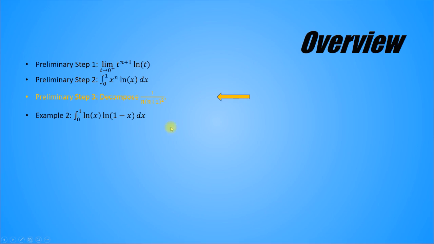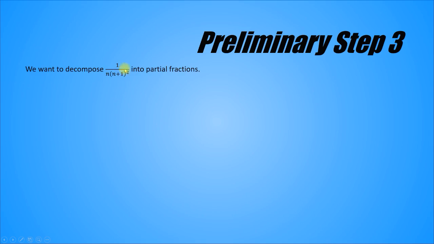In this segment, I'll decompose 1 over n times n plus 1 squared into partial fractions. So here's that rational expression for reference. And here's the partial fraction decomposition. I have one partial fraction corresponding to the linear factor n, and I have two partial fractions corresponding to the repeated linear factor n plus 1 squared.